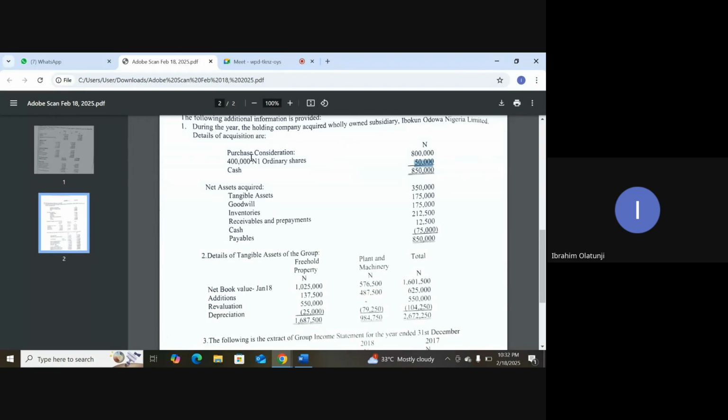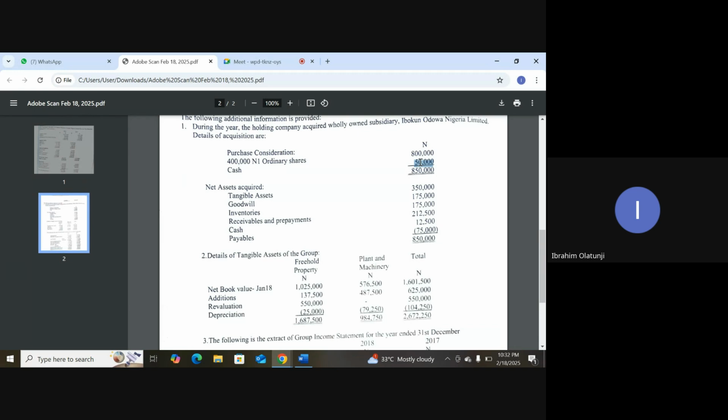You pay a purchase consideration of 50,000, but when you acquire the net assets, you also acquire cash along with your acquisition. If you pay 50,000 to acquire the business, you acquire the assets, the goodwill, inventory, receivables, payables. Because you acquire receivables, you also acquire its liabilities. It means that you also acquire cash, and you've already paid 50,000 to buy the business.